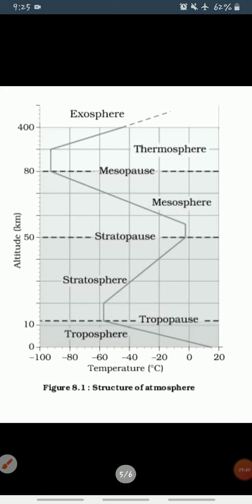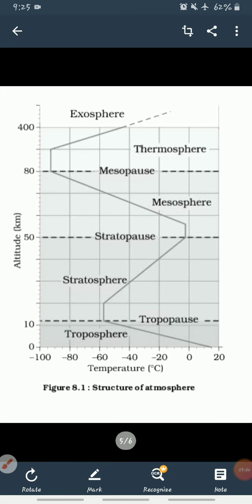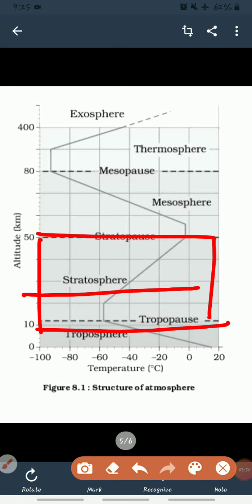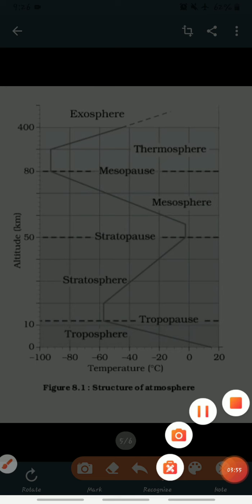Now you can see here, this zone is called the stratosphere and the ozone layer also lies here only. Clear? Okay. Now come to the next layer.